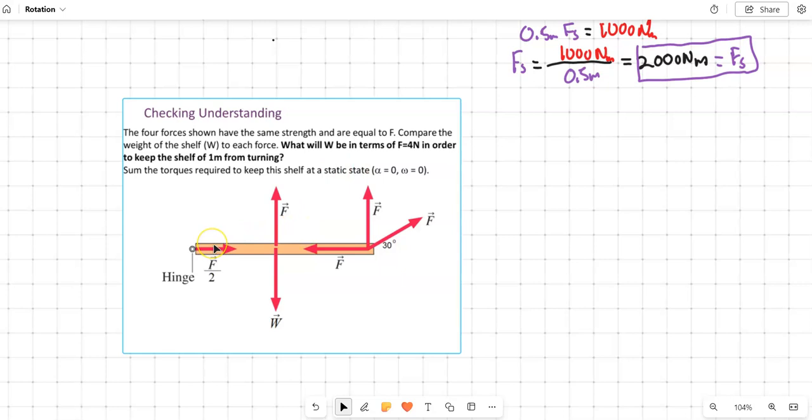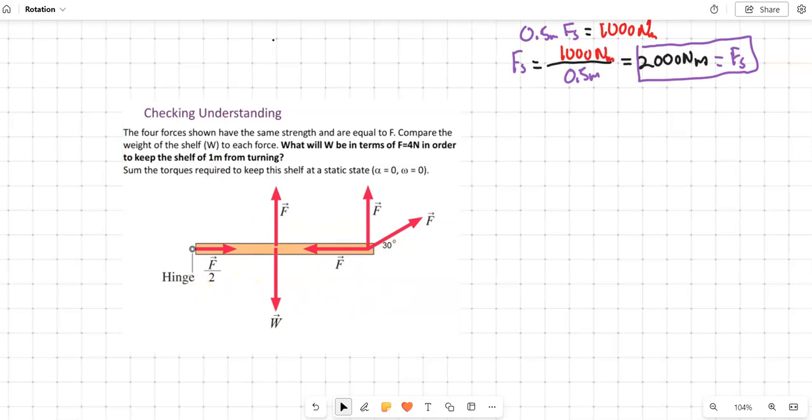So what they're saying in this problem is, if this lever arm is again 1 meter, and all 5 of these forces are equal to F, what does W have to be in order to keep this at a static state, meaning it's not spinning in any direction? What does this force W have to be in order to make sure that alpha is equal to 0? And it's not spinning or moving in any direction either. Okay?